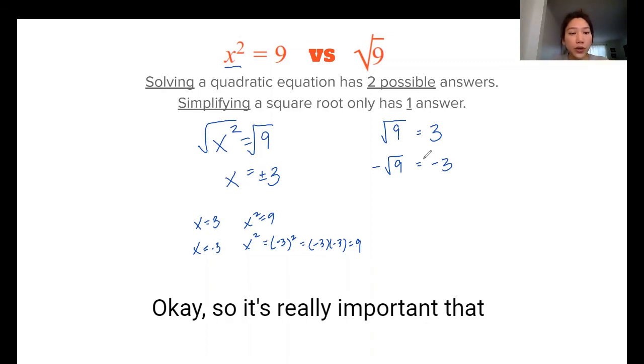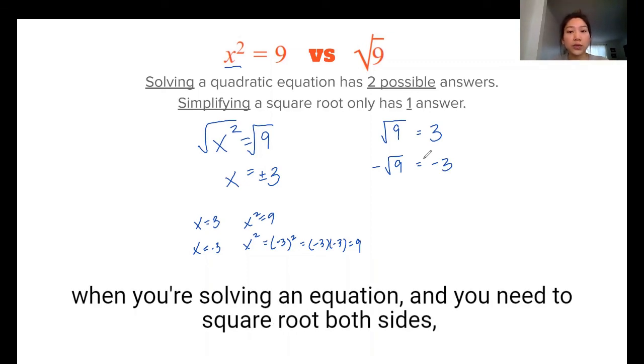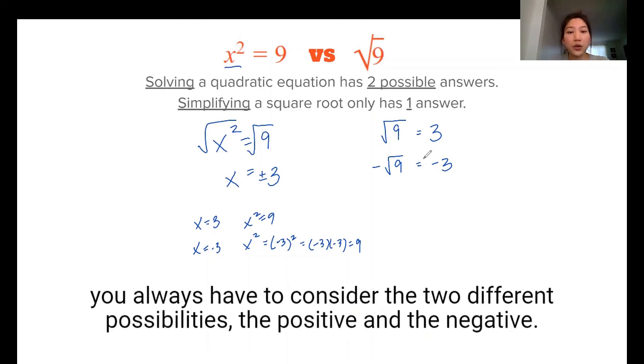Okay, so it's really important that when you're solving an equation and you need to square root both sides, you always have to consider the two different possibilities, the positive and the negative.